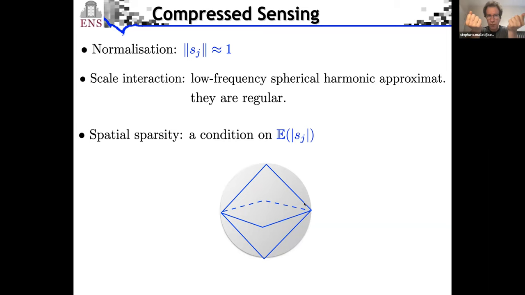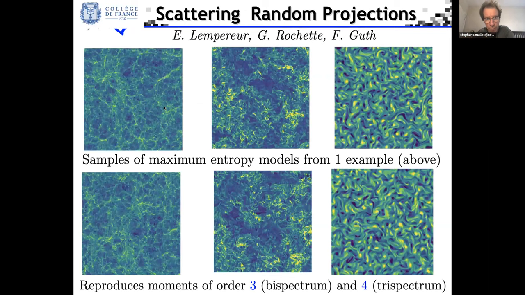So this is an example. Here you have at the top the original data. That's again the work of Etienne Lempereur, Gaspard Rochette, and Florent Tingut at École Normale Supérieure. In this case, I'm going to have only one image to learn the expected value. Because it is stationary, I can compute the expected value with a spatial sum. Then I build the maximum entropy model from these interaction terms, and then I sample, in other words, I give you samples of your probability distribution. That's what you see here. You can get as many as you want.